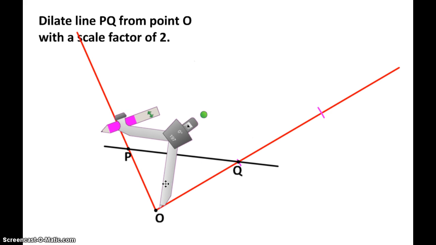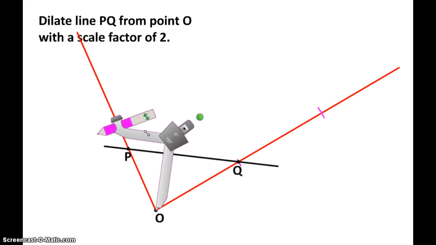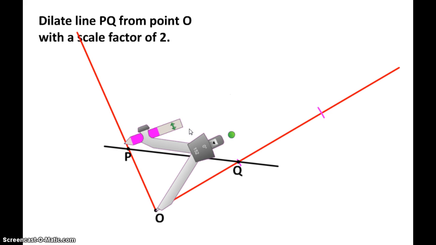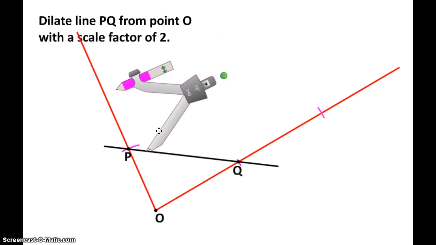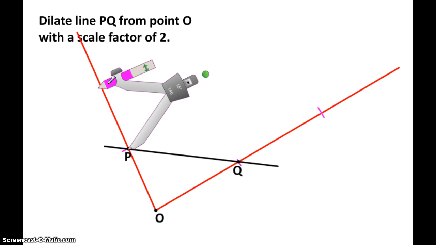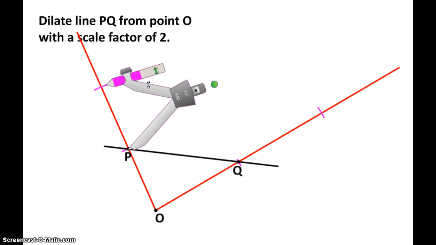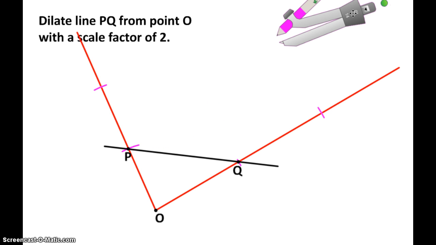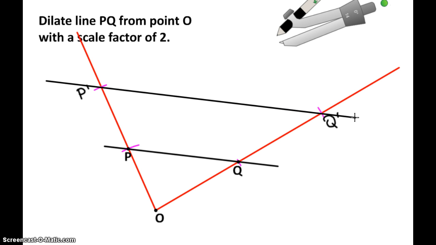Alright, put my point on O, and this time measure point P. Okay, so there's P. And then put my point on P and measure that for O. Now, what we have now is a new Q prime and a new P prime. Okay, all we need to do now is connect the two intersections right there.